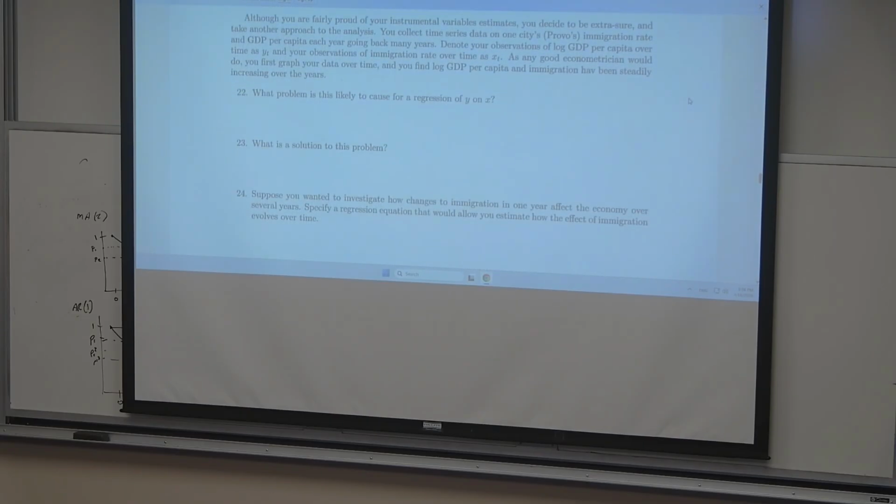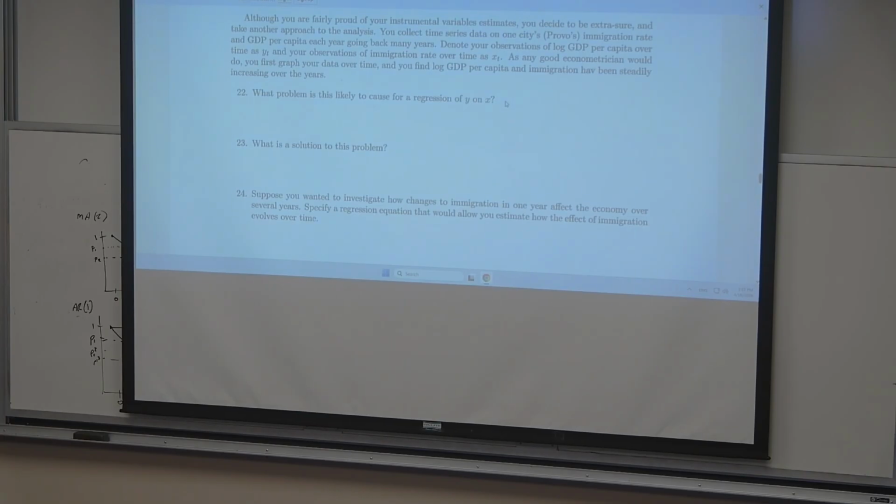Okay, although you're fairly proud of your IVs, you decide to be extra sure and collect time series data going back many years. Okay, so we're going to do that. We're going to collect time series data. Denote your observations of log GDP over time as YT and integration rate over time as XT. Graph your data over time, and you find log GDP per capita and integration have been steadily increasing over the years. What problem is this likely to cause for a regression?